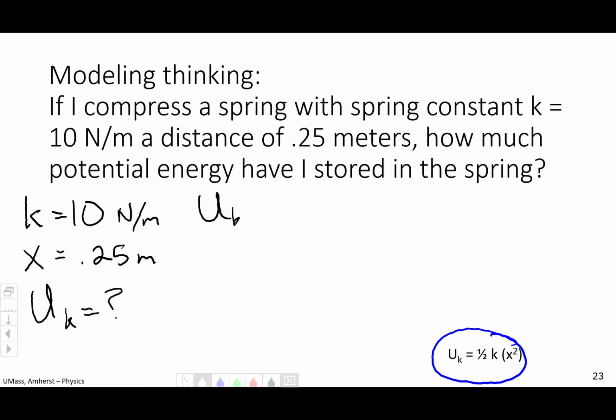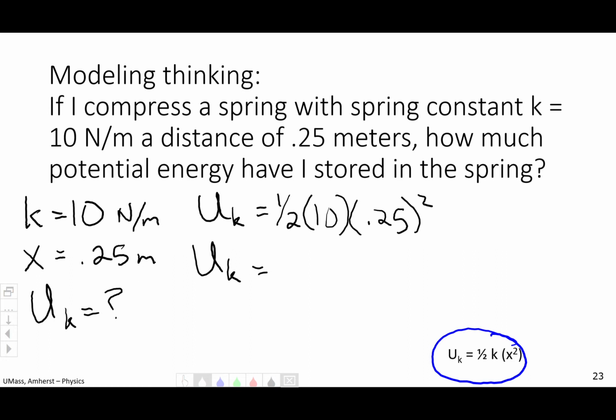So UK is going to be equal to 1/2 times 10 times 0.25 squared, giving us a grand total of 0.3125 joules. Not a lot of joules there, very small amount. All right. Ready, set, moving on. Pause if you need to, as always.